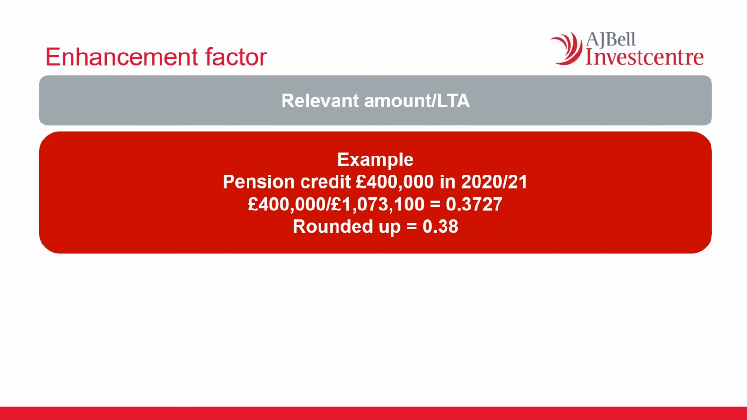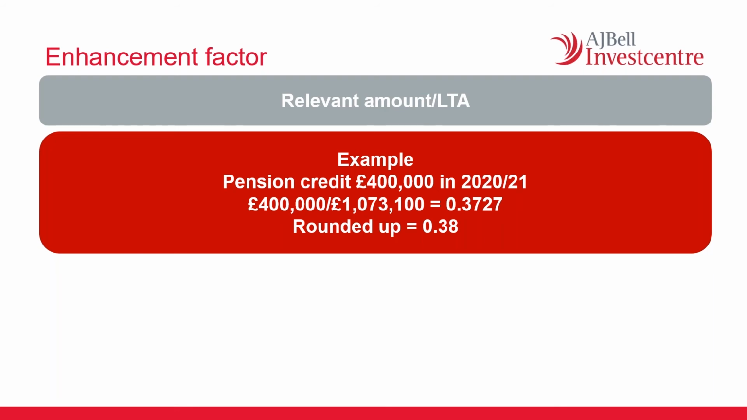You take that relevant amount and divide it by the lifetime allowance in the tax year when you are acquiring this enhancement, whether it's the transfer in or the pension sharing order coming in. As an example, if you had a pension credit coming in for £400,000 in this tax year, you would just divide that by the lifetime allowance this year to give you your enhancement factor. This is always rounded up to 2 decimal places, so in this example, 0.3727 would be rounded up to 0.38.